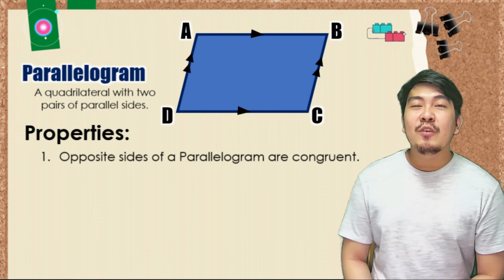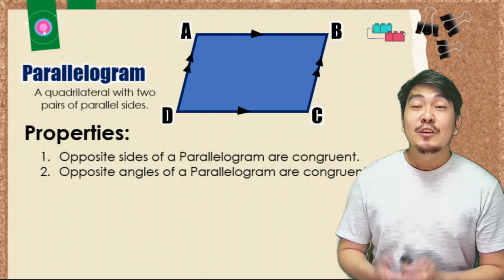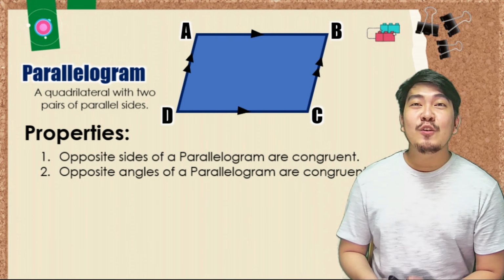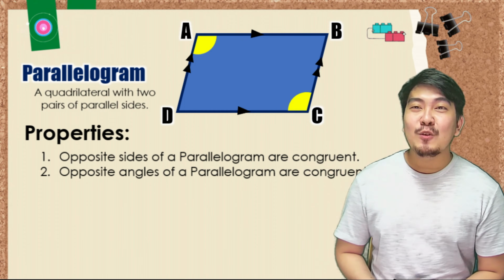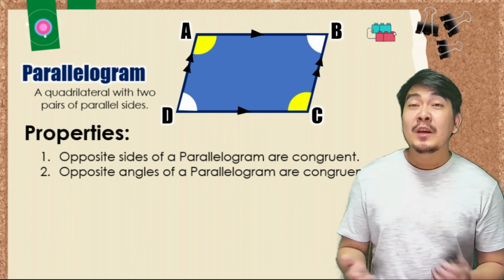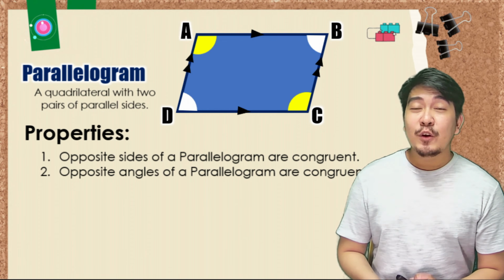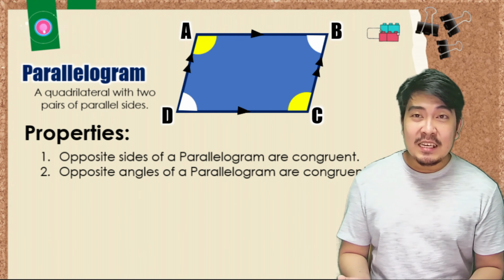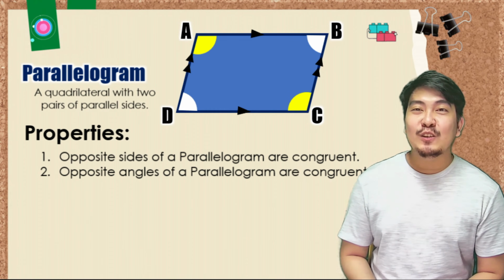The second property of a parallelogram, opposite angles of a parallelogram are congruent. So what are the pairs of opposite angles in this parallelogram that are considered congruent? The first pair, angle A is congruent to angle C. The second pair, angle D is congruent to angle B. So therefore, if the measure of angle A is 100 degrees, therefore the measure of angle C is also 100 degrees. If angle D measures 80 degrees, therefore angle B measures 80 degrees also.